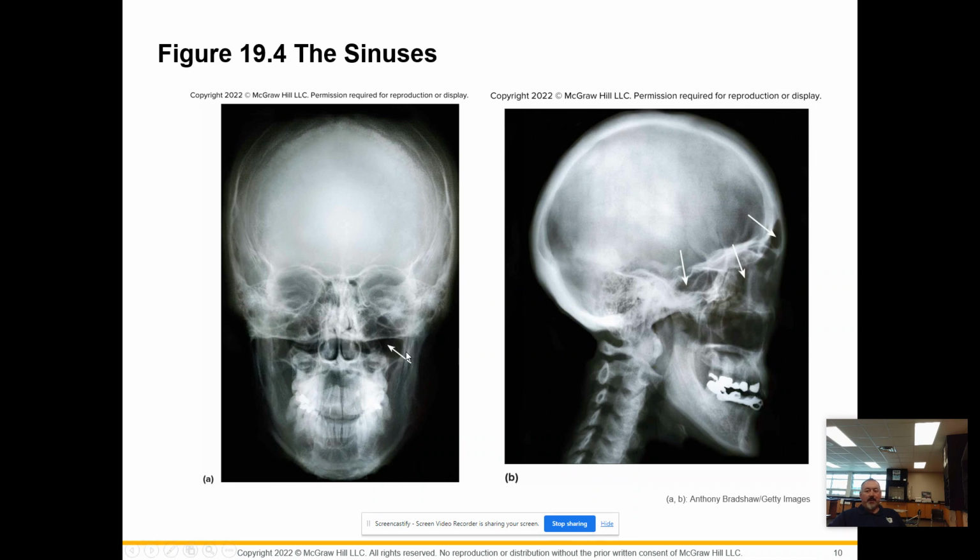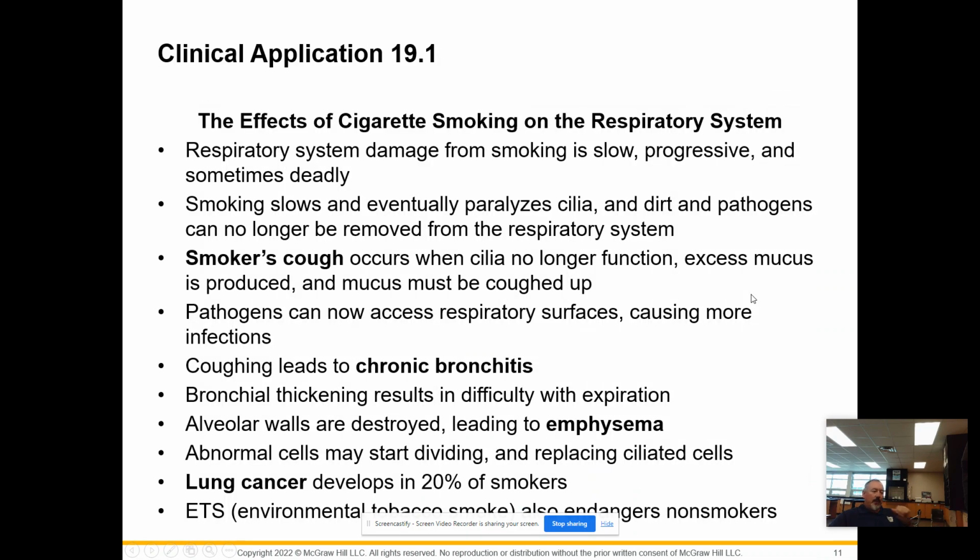Here's the maxillary sinus that you can see from behind. You can also see by the x-ray where it's not as dense in color. There's still bone there, but it's not as dense of a bone. There's going to be these pockets that are within.